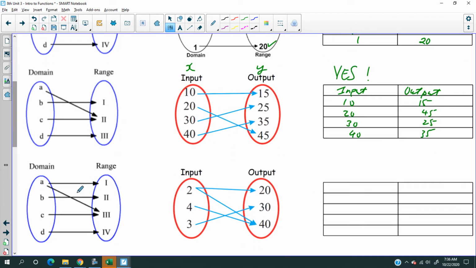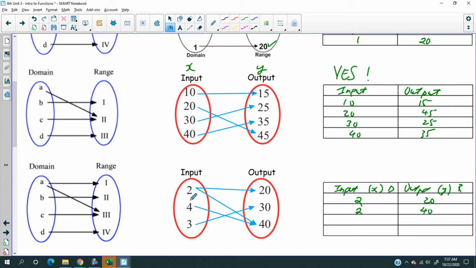Look at this last one. Now, let's test it out. So we got input, output again. Input x, output y. Domain, range, same thing. I'm just listing them all now. So look at this machine. Watch this. If I put 2 in, I can get 20. Okay, fine. But look, there's another arrow. So if I put 2 in, I could get a 40.